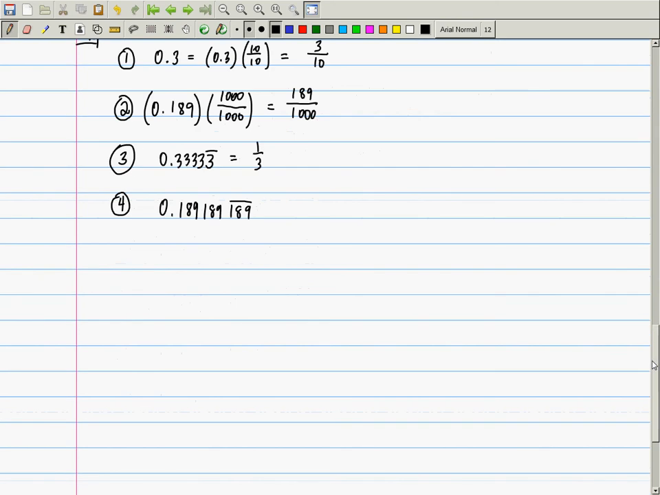Okay. So let's say that we give a variable name x. x is equal to 0.189189189 repeating. So it's equal to that number that I gave you. So now, how many digits are repeating? Three of them, right? Three repeating digits.